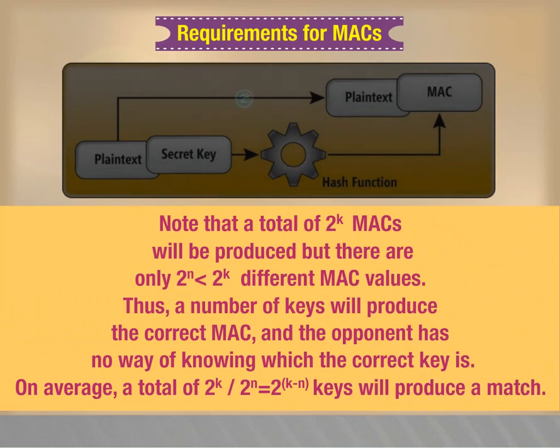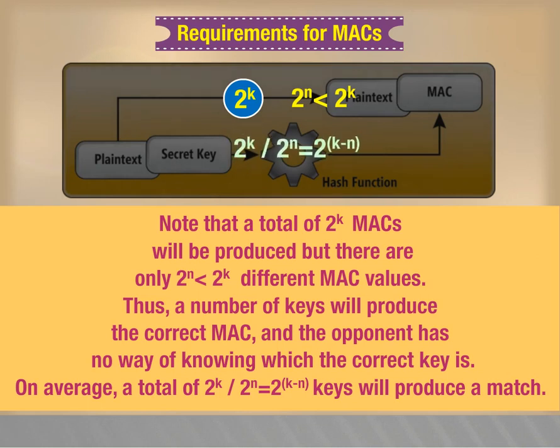Note that a total of 2^k MACs will be produced, but there are only 2^n < 2^k different MAC values. Thus, a number of keys will produce the correct MAC, and the opponent has no way of knowing which is the correct key. On average, a total of 2^k / 2^n = 2^(k-n) keys will produce a match.